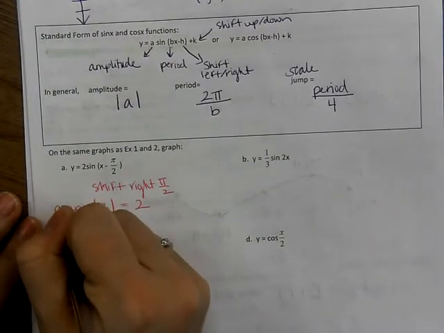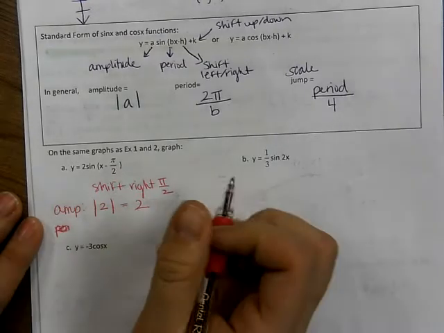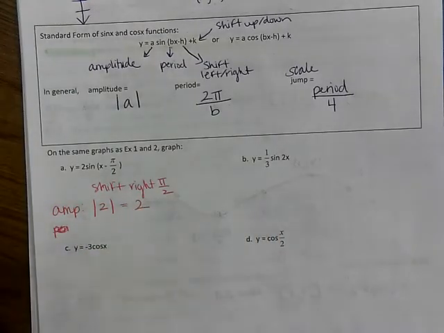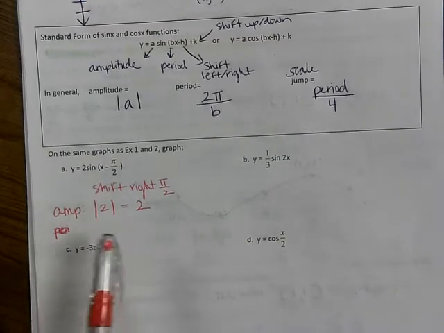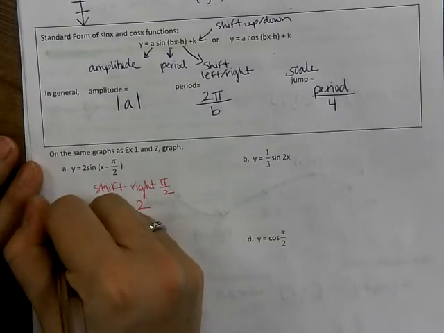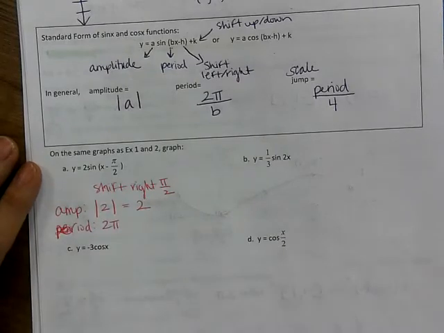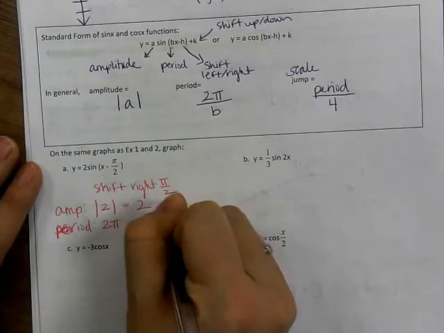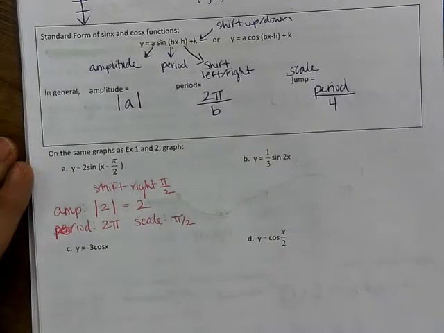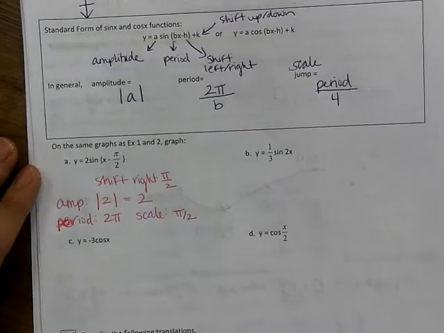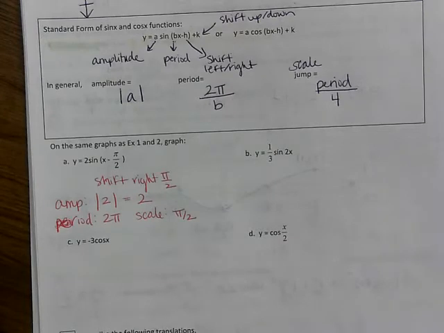and that means it doesn't really affect the period or the jump, right, because there's no value for B, so x still has a coefficient of 1, so that means our period, I could still write that there, is still going to be 2 pi, right, which means the jump or the scale is still going to be pi over 2. The only difference here is we're just going to move this graph pi over 2 to the right. Okay, and we're just going to go up higher and down lower. Everybody okay with that information?